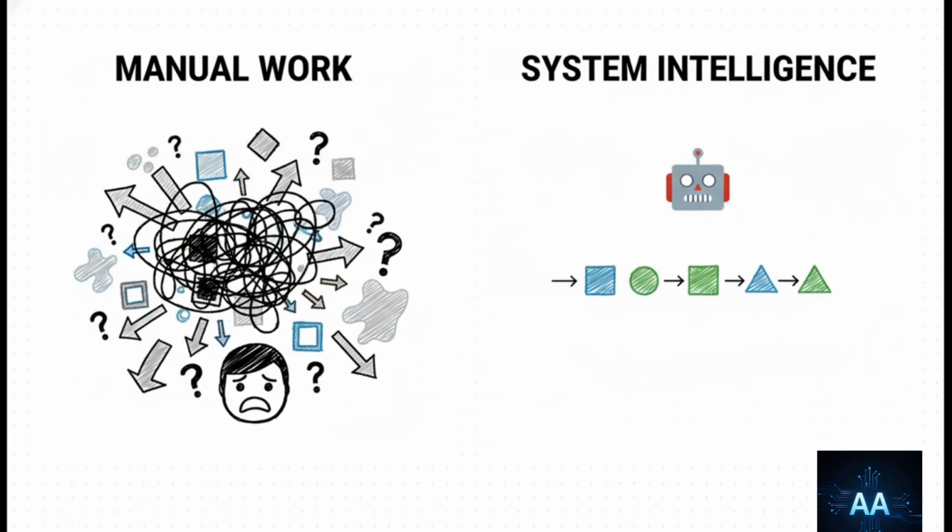I mean, think about the difference. On one hand, you have manual work. It's this patchwork of different tasks, it's super error-prone, and honestly, it's a huge mental drain. But on the other hand, you have system intelligence. It's based on pure logic, it's incredibly precise, and it's just calm and automated.